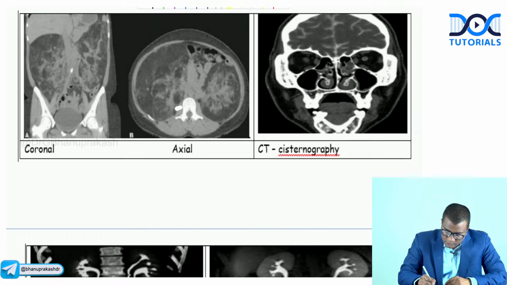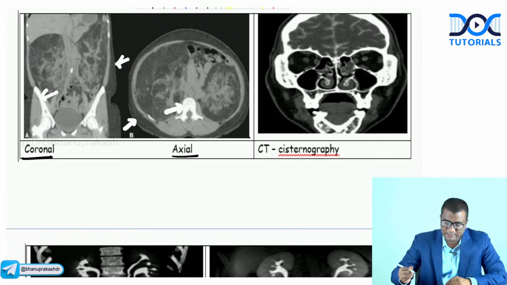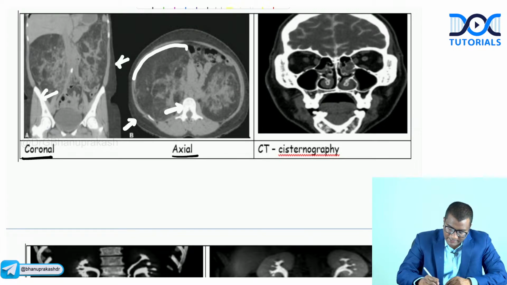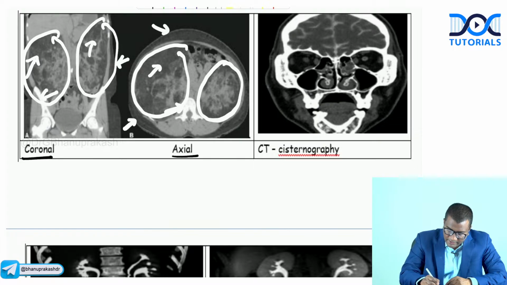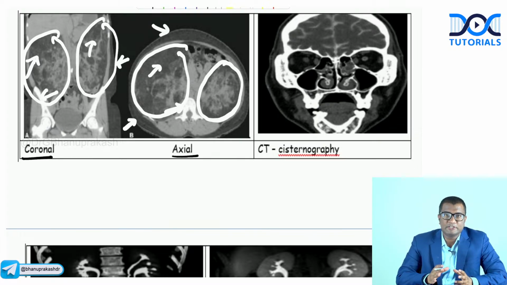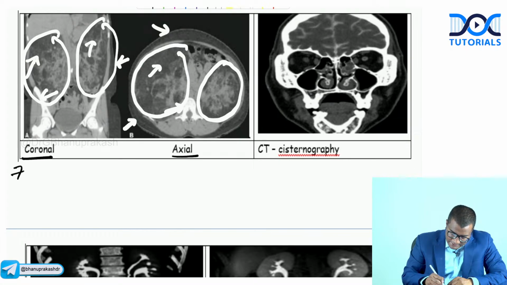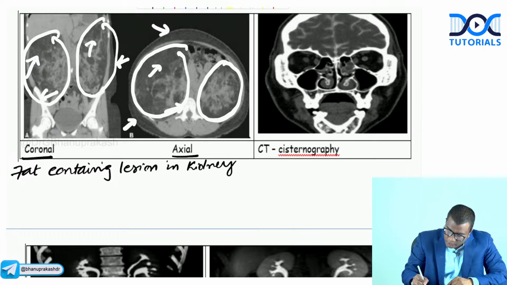Now look at this, the bone is white, the fat is dark, right? So the subcutaneous fat you can see here is dark, but the bone is white. So these are CT scans. This is a coronal section and this is an axial section. Look at the kidneys here, they are bilaterally enlarged kidneys, right? And in the kidneys, you are having this black area similar to the subcutaneous fat. So this is a fat containing lesion in the kidney. How do you know it is fat containing? Please try to understand.